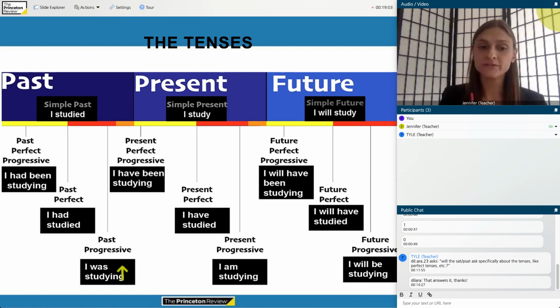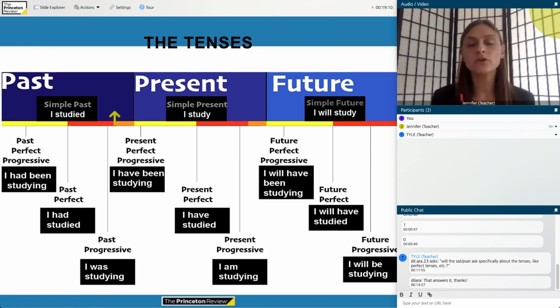I was studying, we say our continuous action. And then up here in this simple past, again, we don't know exactly when the simple past took place unless information in the sentence tells us when. I studied last week. I studied for a long time. I studied on Wednesday. So there's just a sense that it's a completed action of the past. It's not a continuous action like the past progressive, where it's I was studying.